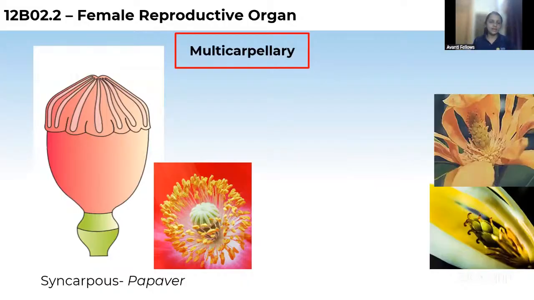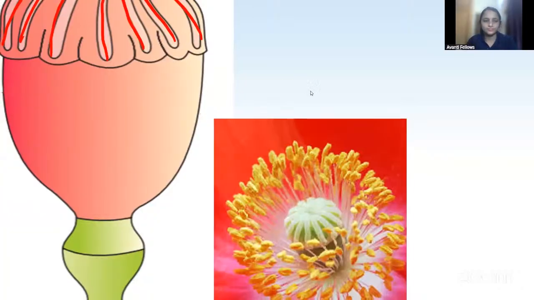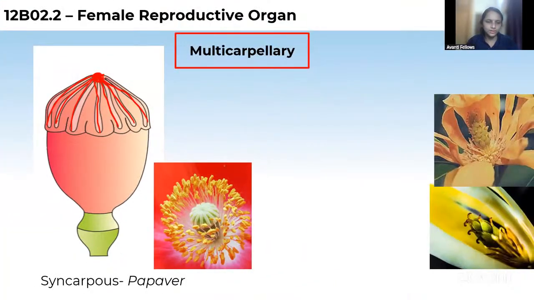Then we will study multicarpellary. See here, guys. Have you seen this, the multicarpellary? Here you can see these carpels are fused. See how they are fused here? These all are fused together, right? So that's why it is called syncarpous. You can see that in Papaver. Yes, the example for syncarpous is Papaver.